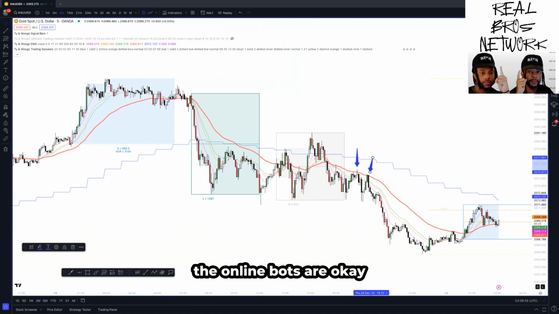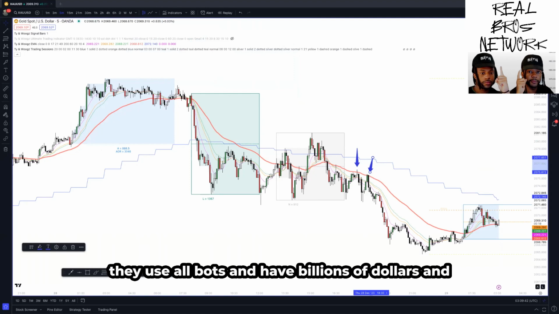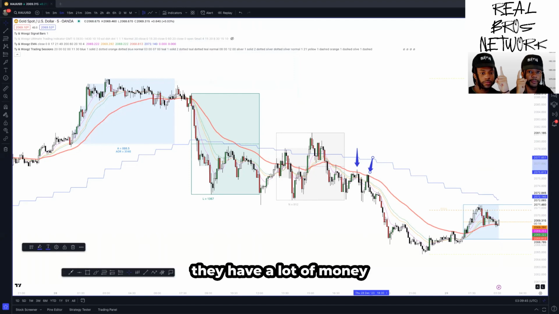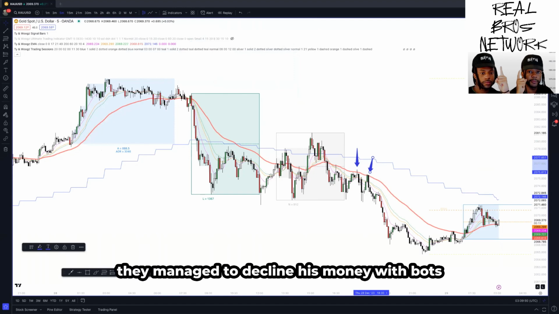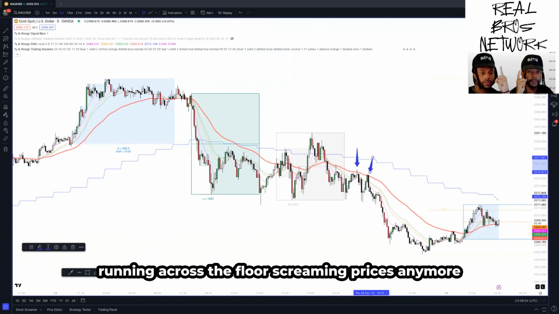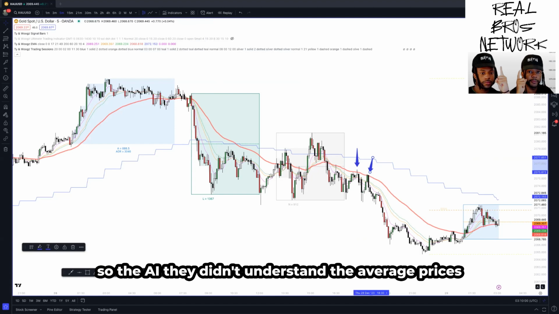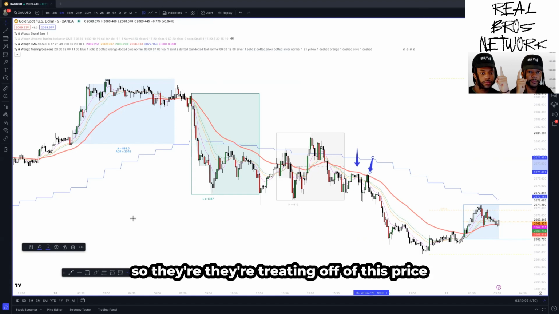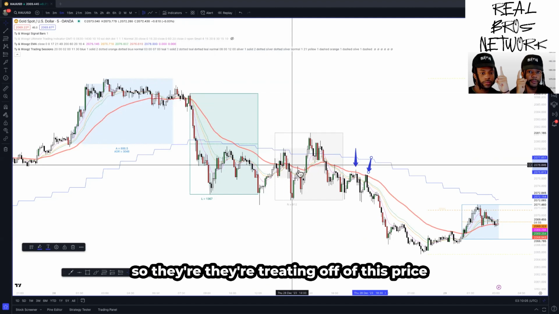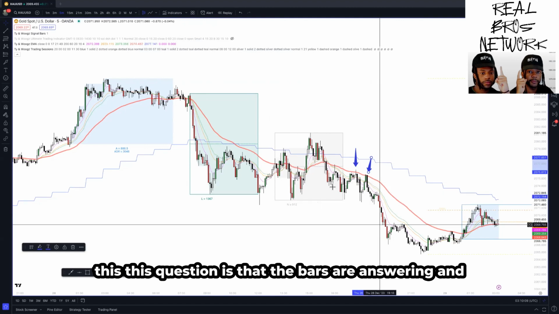Yeah, the online bots are okay, but the best bots, like one of the top trading companies in the world, they use all bots and they have billions of dollars, maybe close to $1 trillion. So they use bots and they manage their clients' money with bots. If you go to Wall Street now, there are no traders running across the floor screaming prices anymore. They have bots doing it, and AI. The AI understands the average prices. So they're trading off of, is price above or below average? Is it a fair price? These are questions the bots are answering.